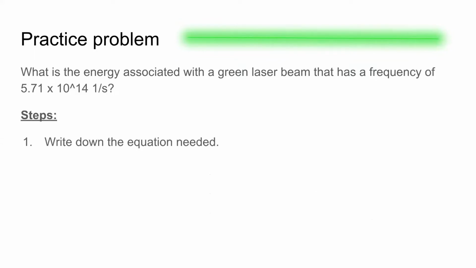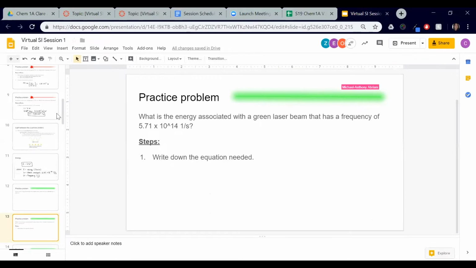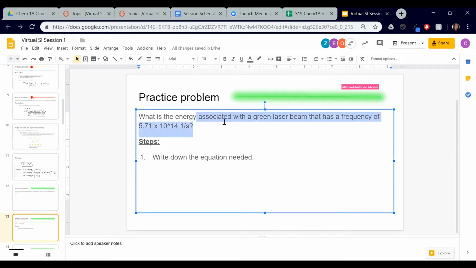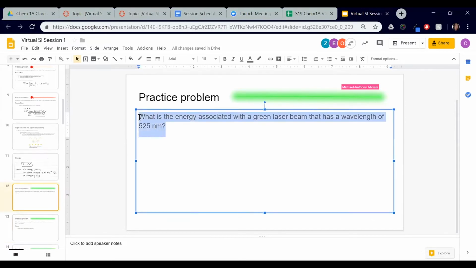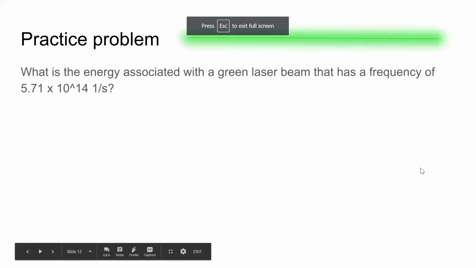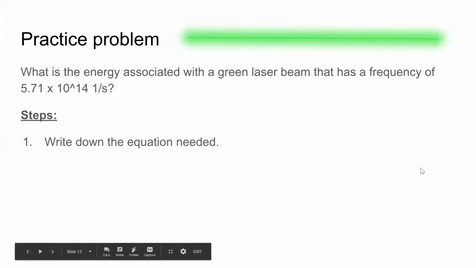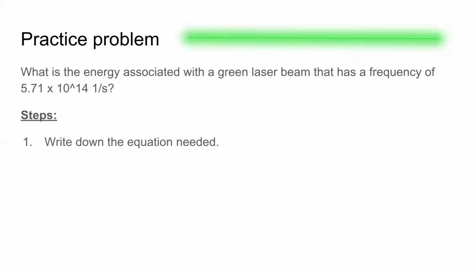Oops, there's a mistake. This is not wavelength. I changed it to make it easier for y'all. Sorry everyone, I'm losing my mind. So the problem is, what is the energy associated with a green laser beam that has a frequency of 5.71 times 10 to the 14, 1 over s?